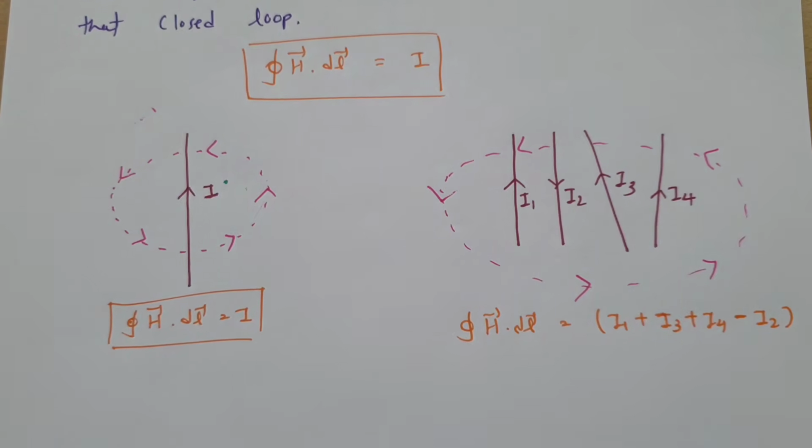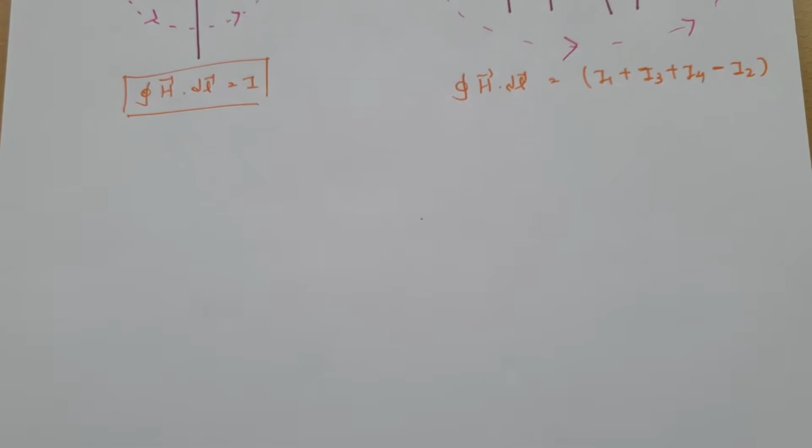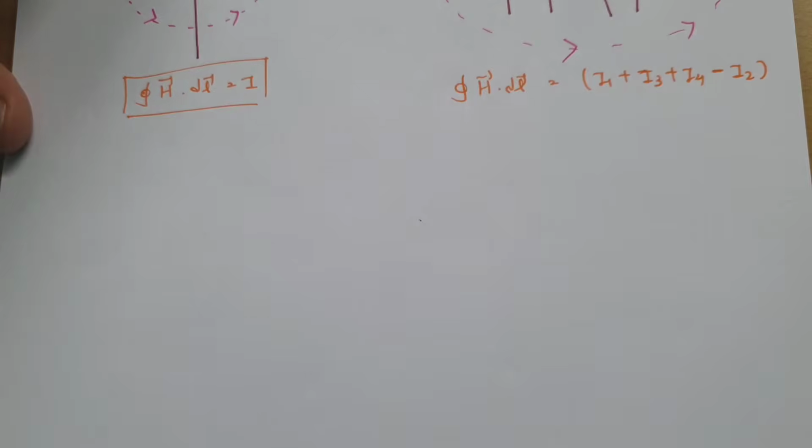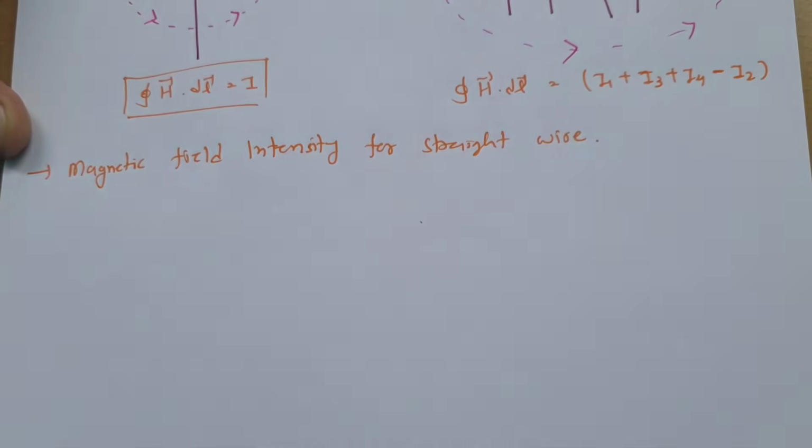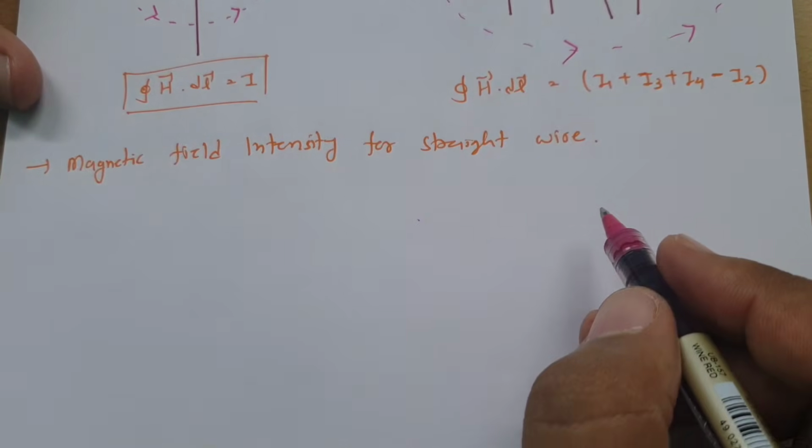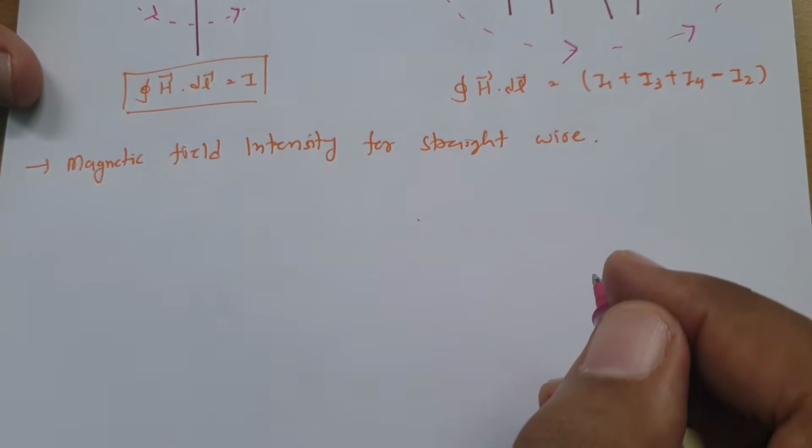Now this Ampere's law makes life easier for RF engineers, antenna engineers, and for electromagnetics. And how does it make life easier? Let us try to understand that by calculating the magnetic field intensity for a straight wire. If I give you a straight wire, then let us calculate the magnetic field intensity.